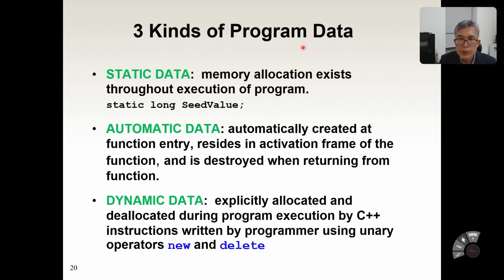There are three kinds of program data: static data, automatic data, and dynamic data. In the static data case, memory allocation exists throughout the execution of the program, such as with the static keyword specifying a static value. Even for a local variable, if it is static, it keeps its memory, and whenever the function is called, the static variable remembers its previous value.